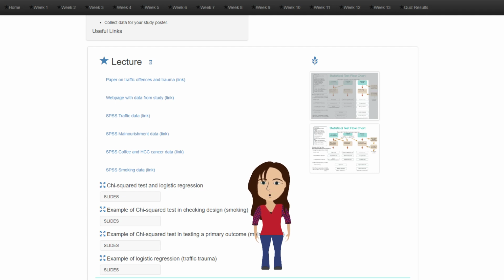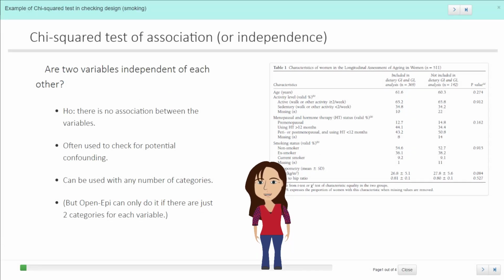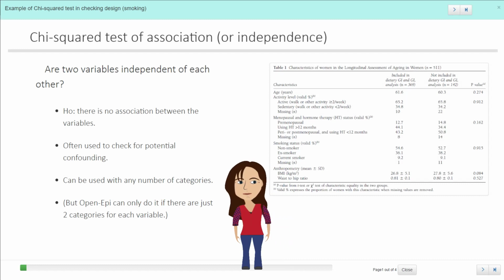I'm going to look at two examples of the chi-square test. The first one is in checking the design of an experiment, which is where you'll most commonly see a chi-square test used. And this is from the example we looked at in the workshop last week, where we were looking at the results of a study which included a group of women who had been taken out of a larger cohort study, which is quite common.